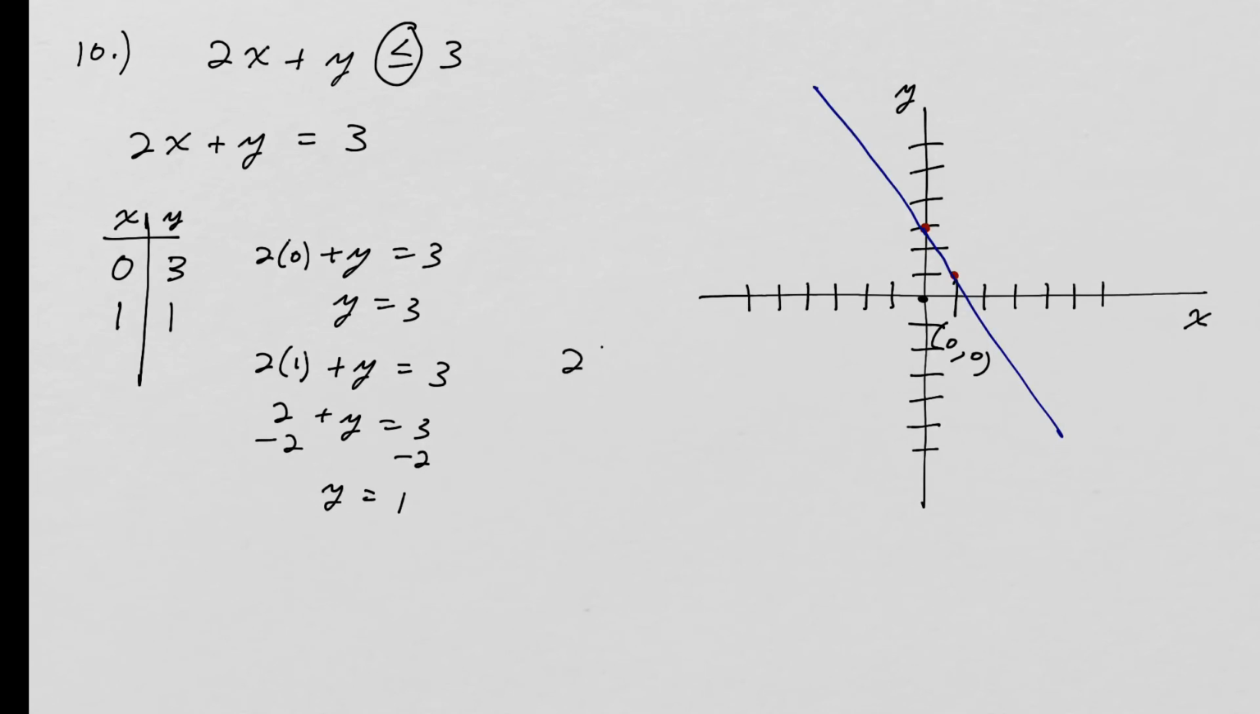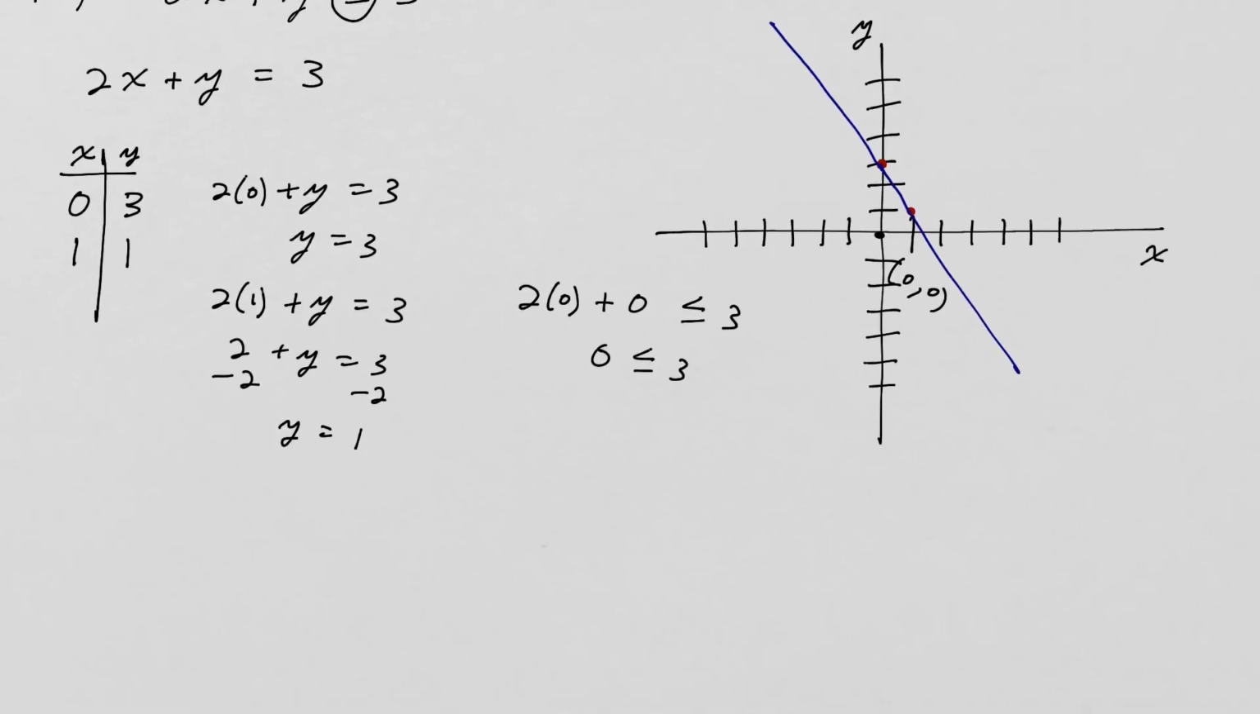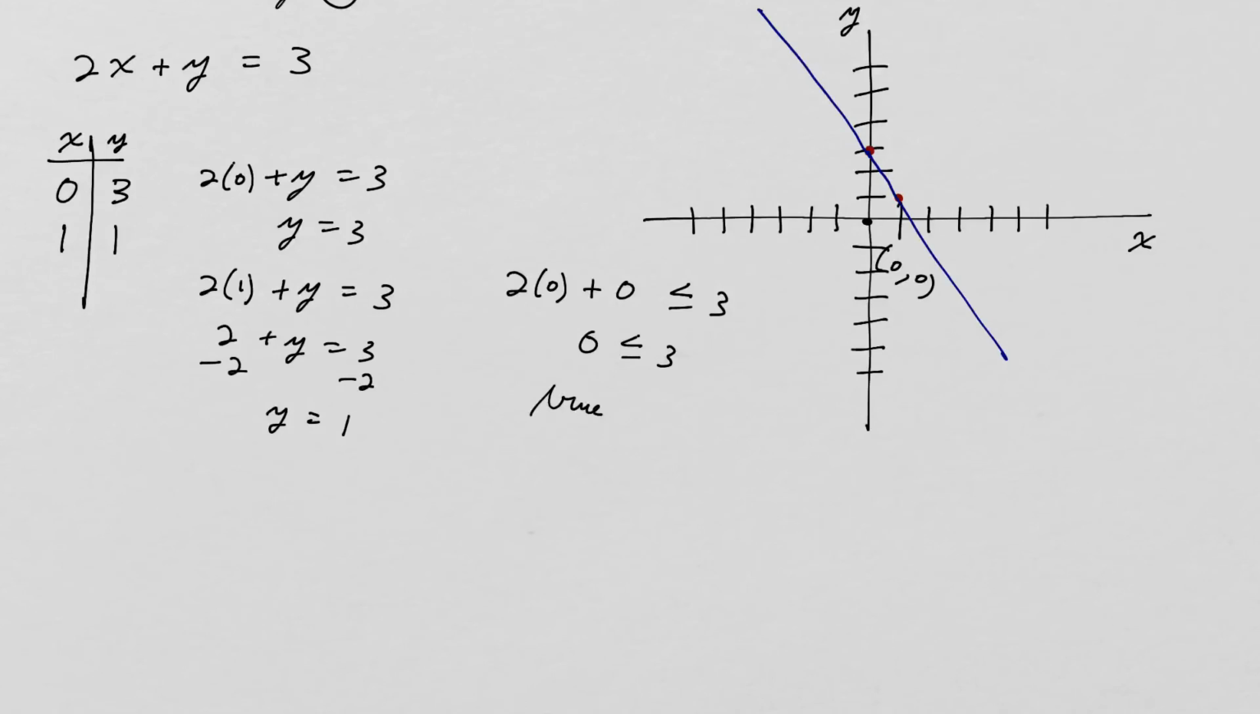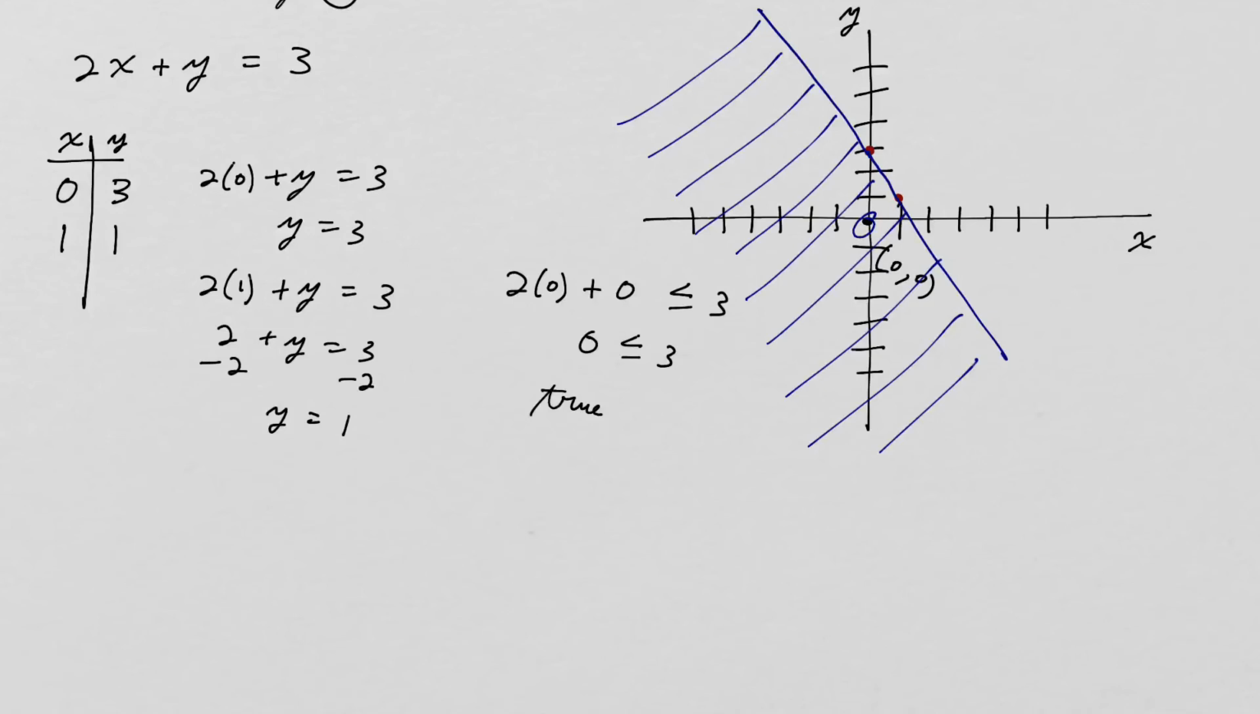So I have 2 times 0 plus 0, right? x is 0, y is 0, is less than or equal to 3. Well, 2 times 0 plus 0 is 0, is less than or equal to 3. Is that true or false? Well, in this case, that is true, right? So therefore, the side that I picked a test point on should be shaded, right? Because it's in the solution region. So this is the side that should be shaded. The side containing that test point. Okay? So in this case, it looks like the answer is going to be D. So D should be the answer.